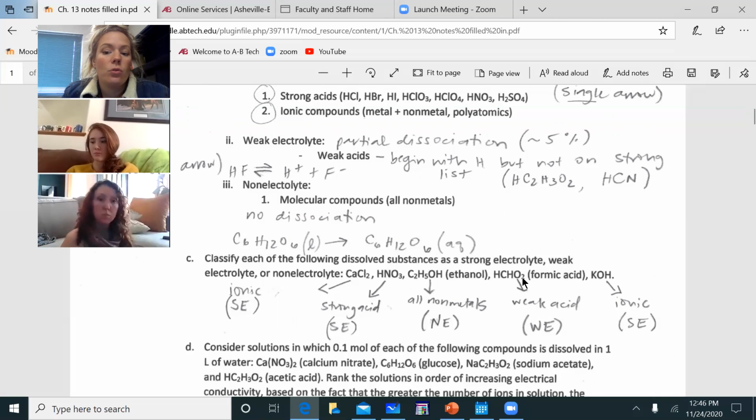So we take the liquid ethanol and turn it into aqueous ethanol. The HCHO2, so this is formic acid. This is a weak acid. How would you know it's a weak acid? You would just reference this here and say, well, it is not any of those. So I'm going to go with it being a weak acid. Weak acids will give us a weak electrolyte solution. And then KOH, anytime you've got that metal and that non-metal, you've got that ionic situation, we're going to say that that is a strong electrolyte solution.